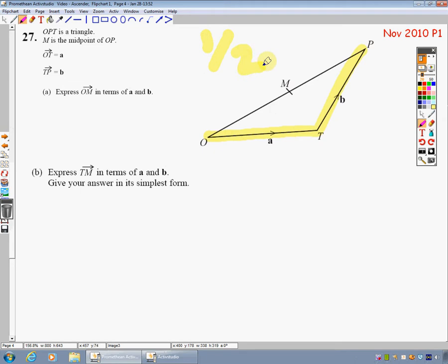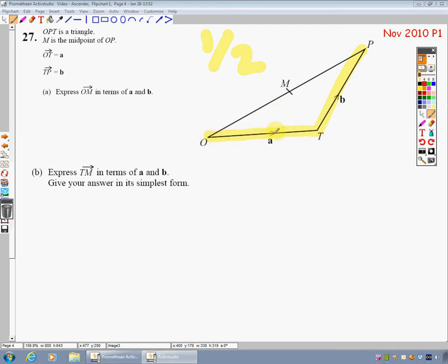That's the second point. So the first point I wanted you to think of was a long way round. We can't go directly, we have to go around our vectors. And the second point I wanted you to think about was going with the grain or against the grain. Make sure you know what's happening with these arrows. So first of all, I'm going to write down my journey. I'm going to go from O to T, and my arrow is with me. I'm with the grain.